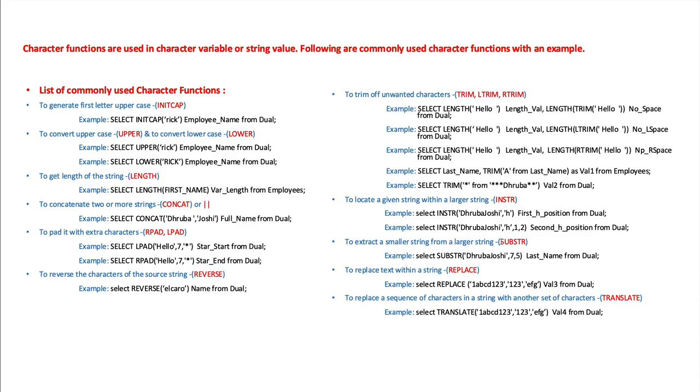The next function is SUBSTR. To extract a smaller string from a larger string, we use SUBSTR. That means a subset of the string value. An example is given here. We use the SUBSTR function on Dhruba Joshi, starting at 7 and getting only 5. That means counting 1, 2, 3, 4, 5, 6, 7 and taking only 5 letters: Joshi. That means it gives the last name.